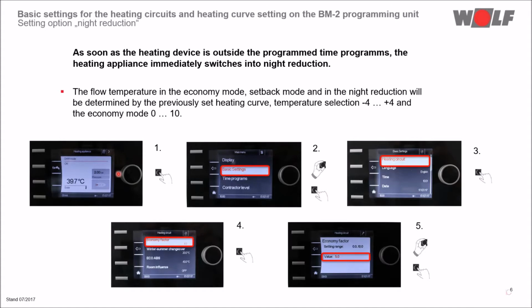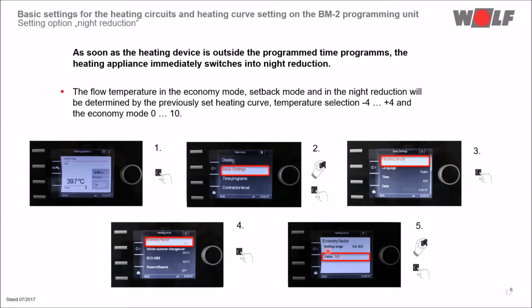Press the rotary selector to open the main menu. Turn the rotary selector until basic settings is displayed. Select this option by pressing the rotary selector again. The heating circuit is then displayed. Press the rotary selector once again to select it. Now select the economy factor and open it by pressing the rotary selector. The value can now be adjusted by turning and pressing the rotary selector. The value is confirmed by pressing the rotary selector.